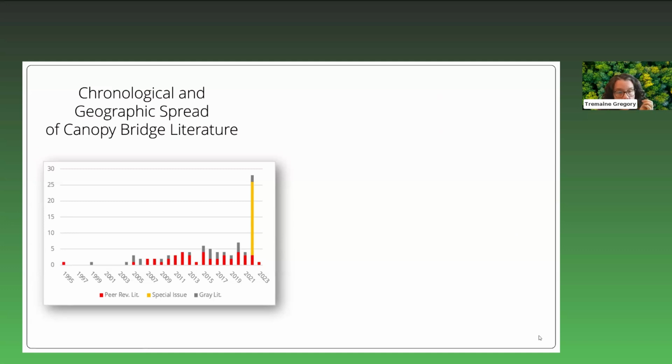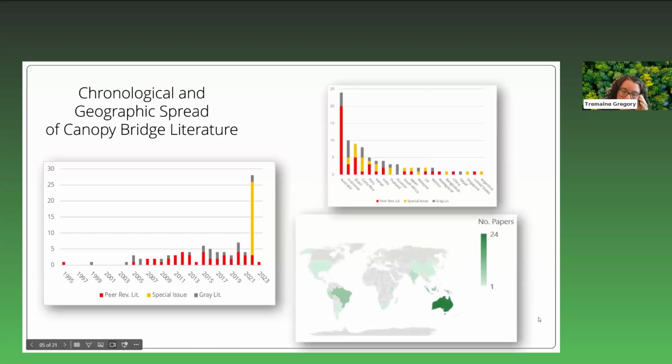So working with a few colleagues, we worked with Folia Primatologica to have a special issue on canopy bridges across the world, not just primates. And in that special issue, we were able to receive 22 submissions, and that really spiked up the amount of papers on canopy bridges and helped us move the field forward. A couple more clicks there. So here you can see the geographic spread of those papers. A lot has been written in Australia. There's a team that's been working on this really hard for a number of years. There's a lot in Brazil.